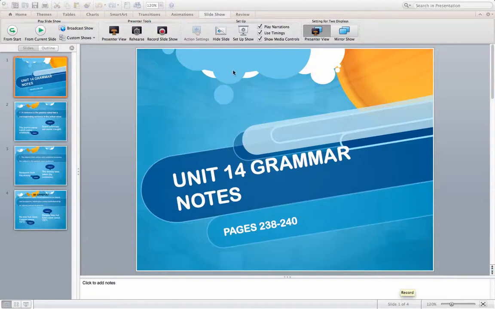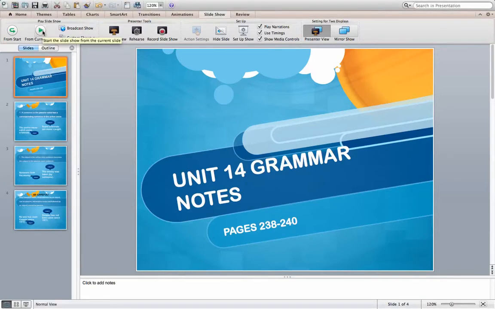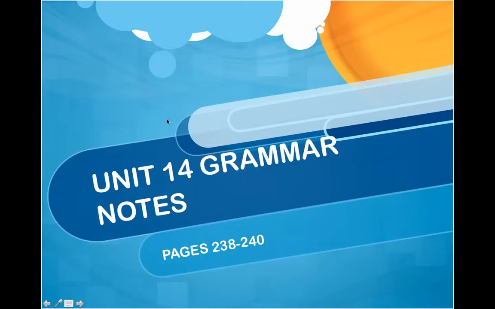Okay, let's put this into the slideshow. This is grammar notes that are on pages 238 and 240. We're going to be doing this little by little because the passive voice is very difficult for people.